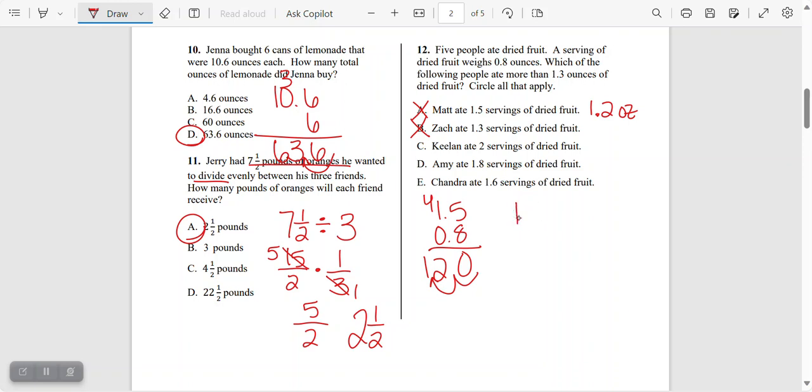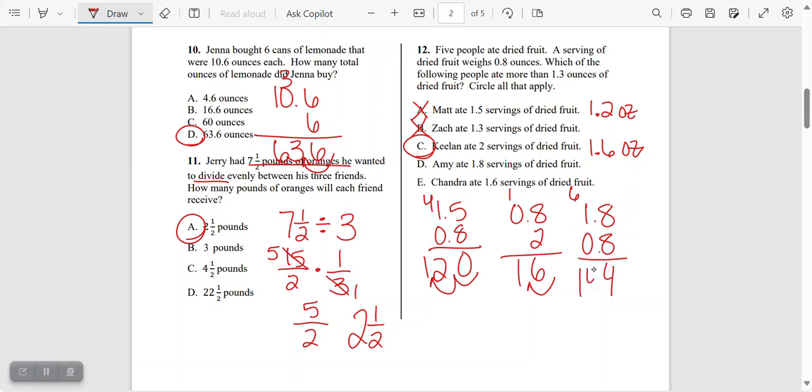We're going to take 2 times 0.8. I'll put the 0.8 on top just because there's that extra digit there. That's 1, 6, that's 0, and 1, 1 decimal place in. So he ate 1.6 ounces. So that is more than 1.3. We're going to check Amy, 1.8 times 0.8. I'm going to go 2 places in. She ate 1.44 ounces, so that works.